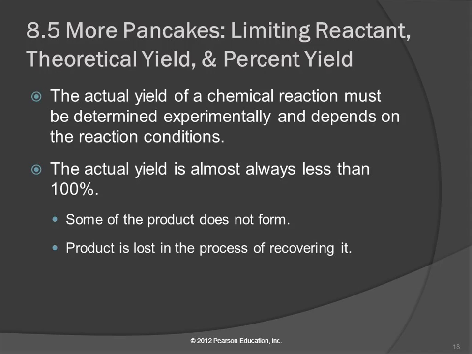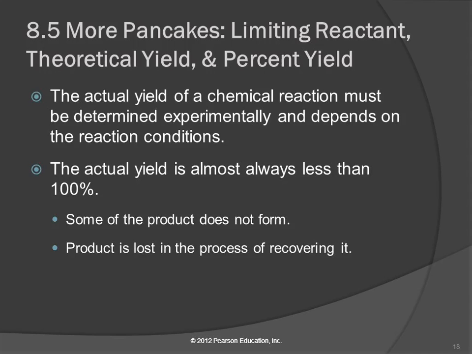So the actual yield is going to depend on the reaction conditions, on the type of reaction, on your skill in the lab, on all kinds of things. The actual yield is almost always less than 100%. And that makes sense, right? If we have enough ingredients for 15 pancakes, could we end up with 17 pancakes? Not if they're all the right size that they're supposed to be. We can't make something out of nothing.